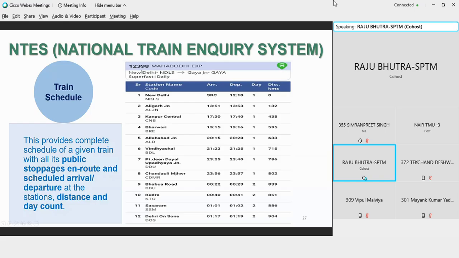This is the example given for Mahabodhi Express from New Delhi to Gaya. So you can see all the stoppage stations where it is having stoppages, they are shown along with their codes. Then the arrival timings are shown. Departure timings are shown. Day count is also shown, that whether it is arriving and departing on the first day or the second day. The distance from New Delhi of each of the stations is shown. All this information about the train schedule is available to the passengers.